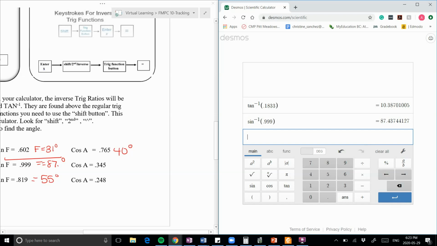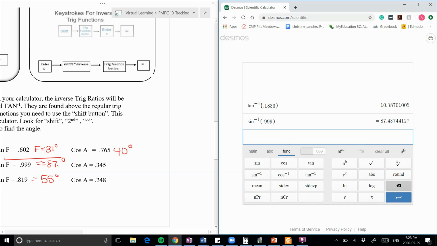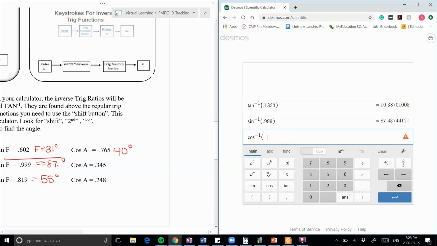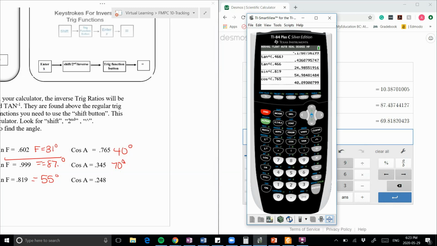So for this one, we're going to go function cos, 0.345. It's going to be 69.8, which is going to round up to 70 degrees. And on our last calculator, remember we're doing that second floor cosine, 0.248. Remember, you can close the bracket or not. It's not going to change your answer.